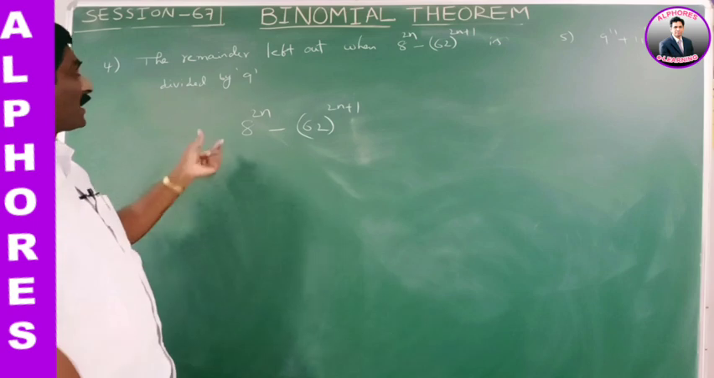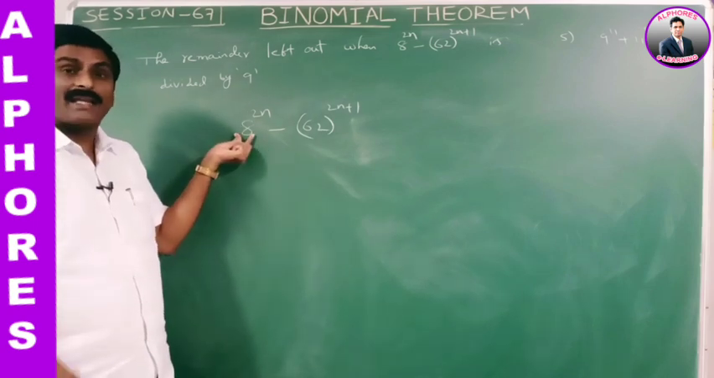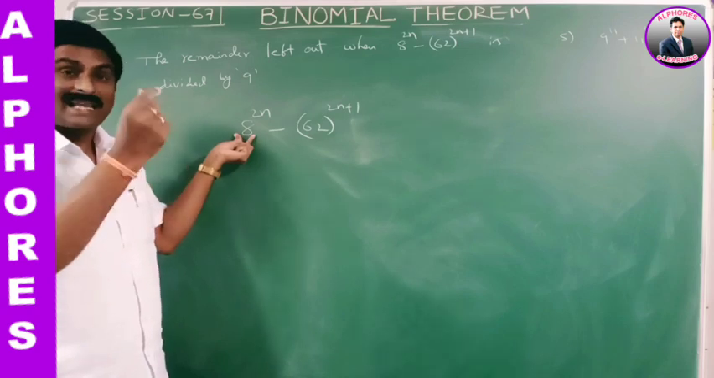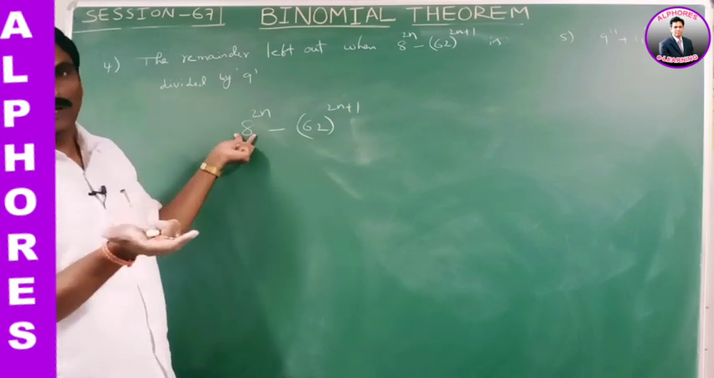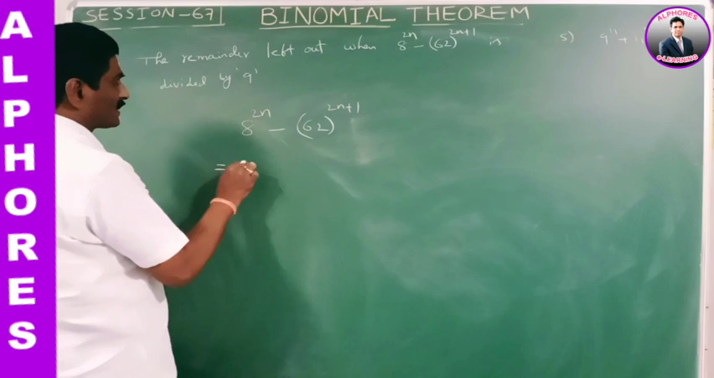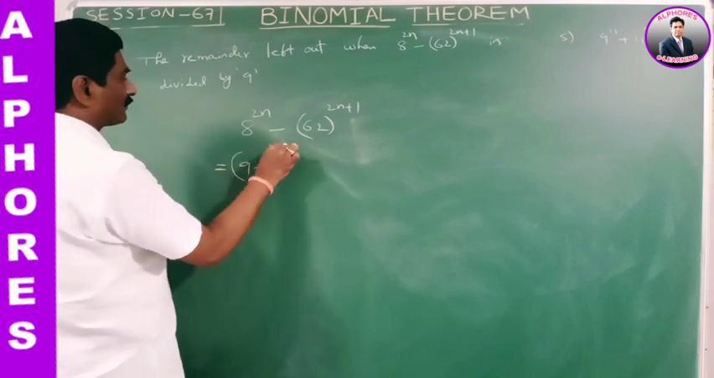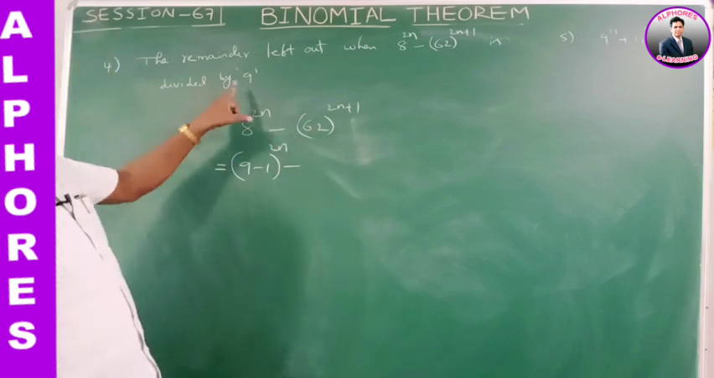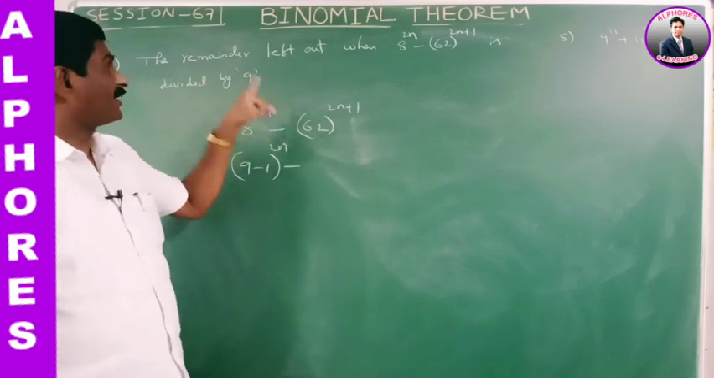For getting multiples of 9, 8 can be reduced into 9 minus 1. So 8 power 2n means (9 − 1) whole power 2n. Next, 62. 62 is not divisible by 9, but 62 can be reduced into multiples of 9.